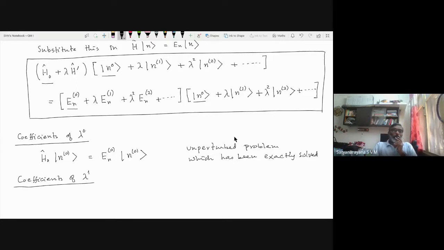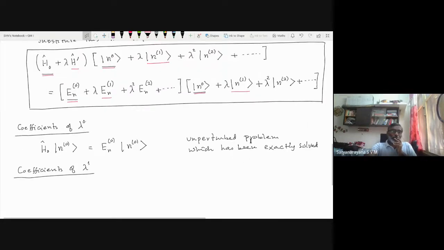Okay. And now you can see that H prime acting on n0 has a lambda, and H naught acting on n1 is also having a lambda on the left hand side, and on the right hand side E n0 acting on n1, and E n1 acting on n0. So there are two terms on the left hand side and two terms on the right hand side. Okay, so let us write them here.